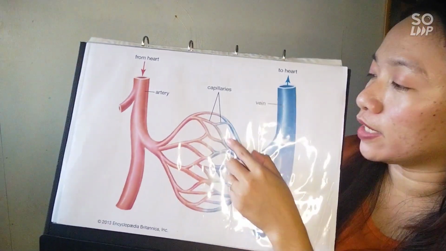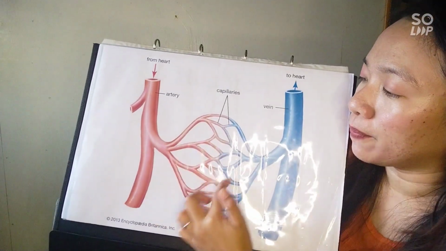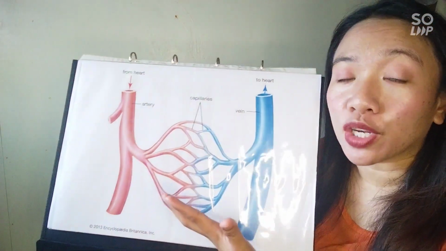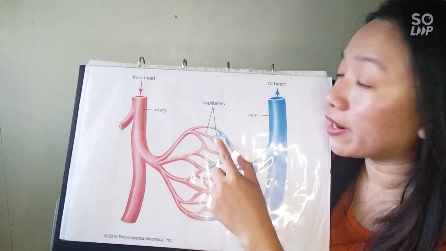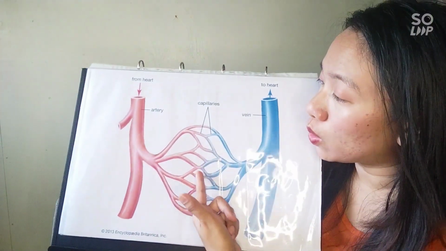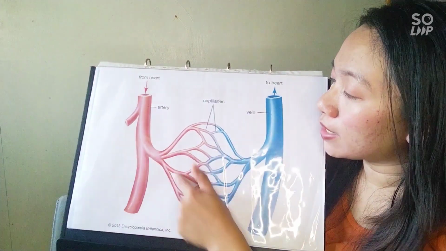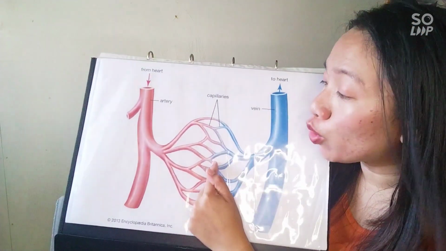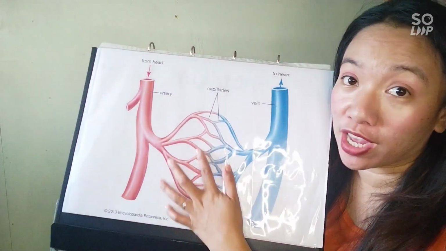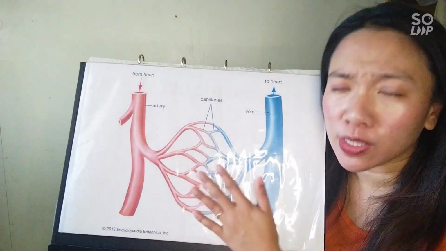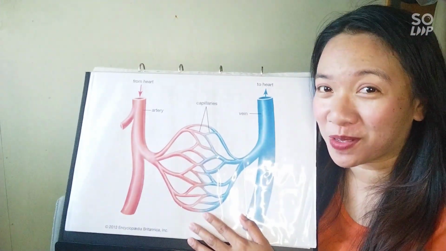And as you can see here, di ba, connected sila. Closed ang circulatory system natin kasi ang ating mga capillaries ang nagko-connect nito, magka-connect silang lahat. And ito yung in contact with our cells. Dito talaga nangyayari yung exchange of gases as well as nutrients and other molecules.